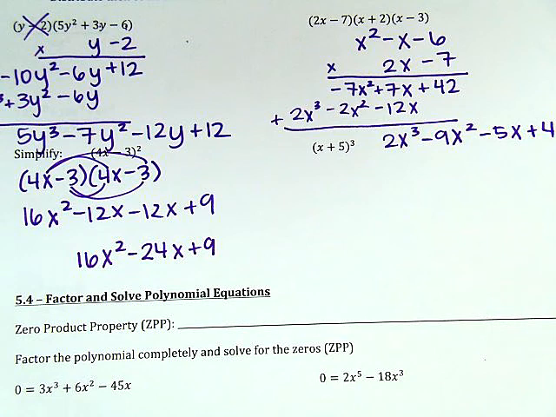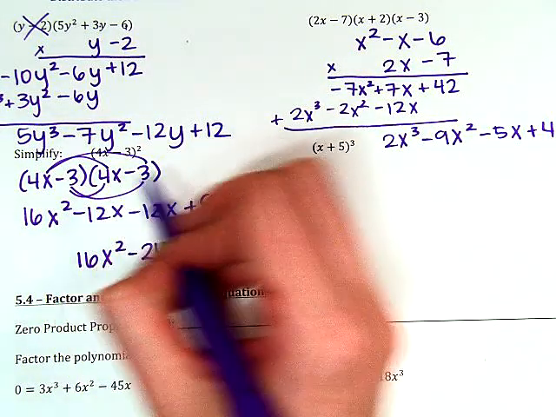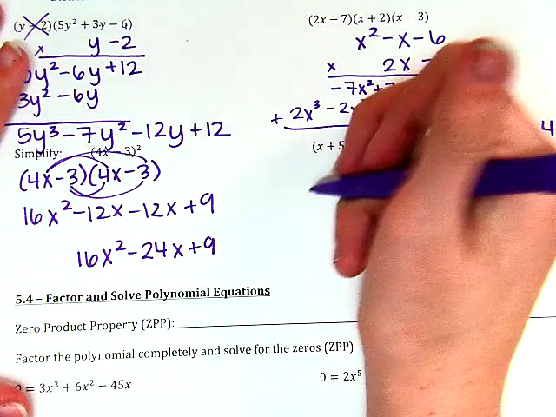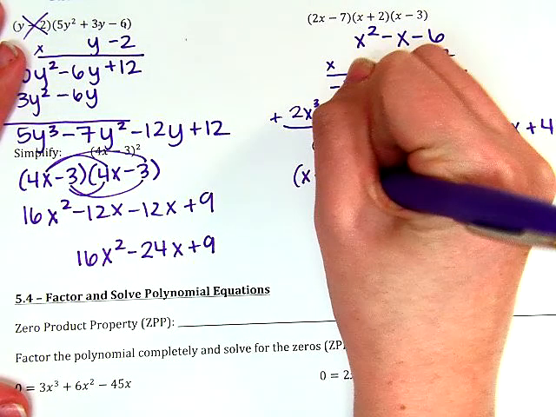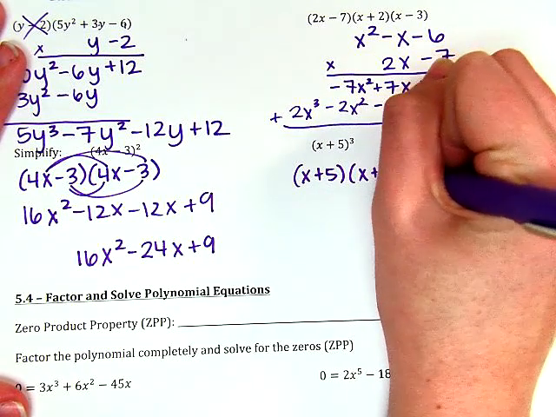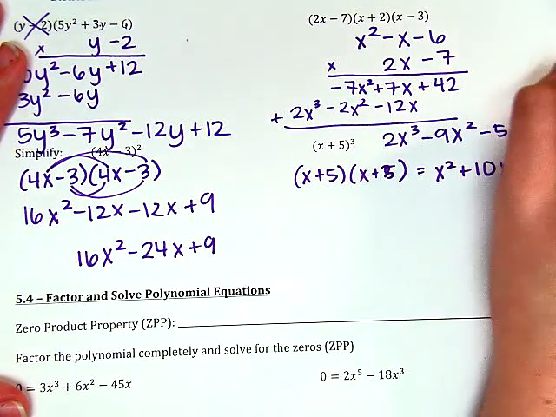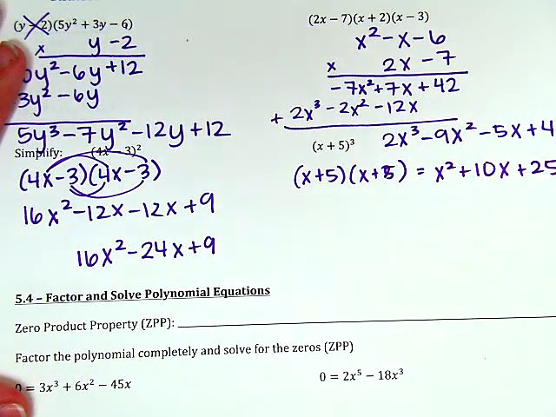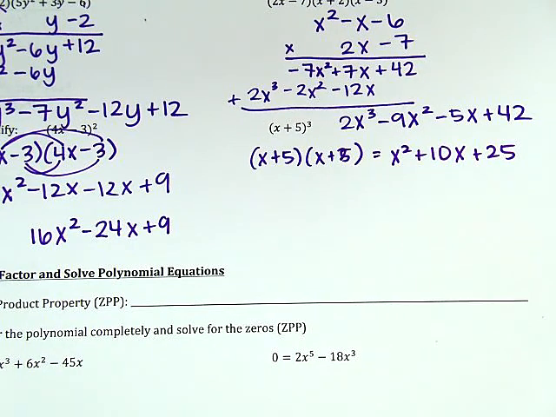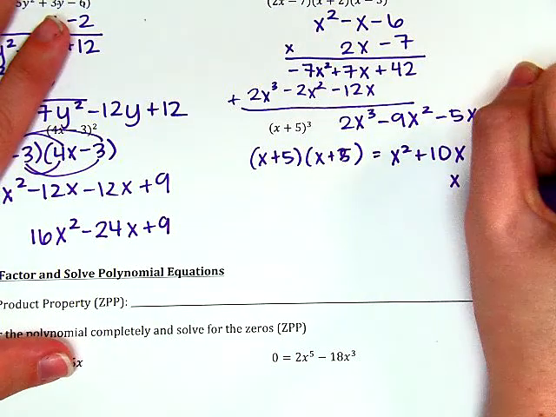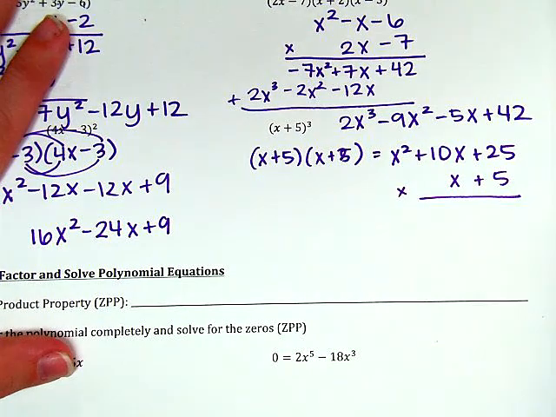So in my next one, instead of being squared, so twice like this one was, I got to do it 3 times. So first time I'm going to do it twice, get 2 of them out of the way, and FOIL these. So I got x squared plus 10x plus 25 when I FOIL those. Now I got to add in my third in there, x plus 5, multiply that in.